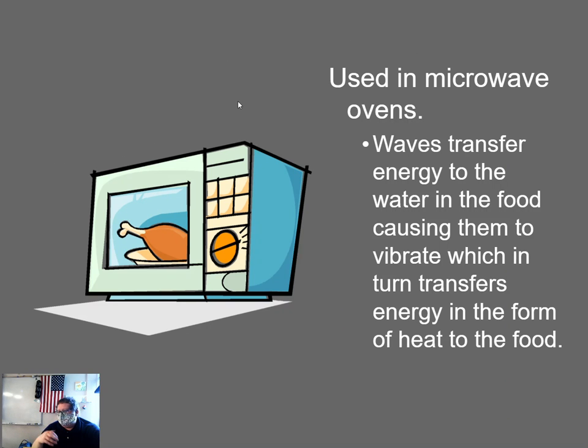Obviously, you probably think of a microwave oven, and sure enough, that does use microwaves. The way they work is the waves are messing with the water molecules in your food. I mean, all food has water in it, basically. And those water molecules end up getting spun around, and as they spin, they generate a lot of heat and a lot of friction, which heats up your food from the inside.